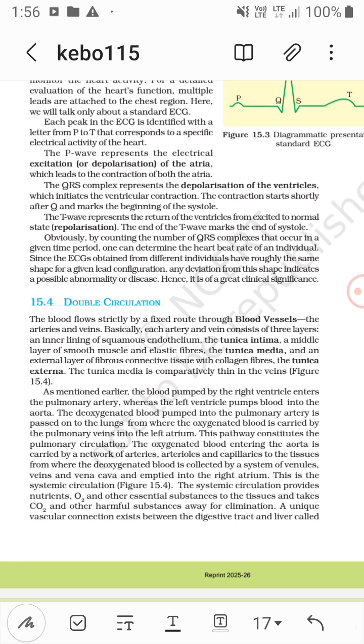So now the double circulation. There are arteries, there are veins, and there are blood capillaries. One by one, let's discuss them.